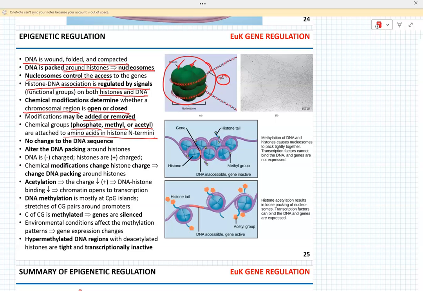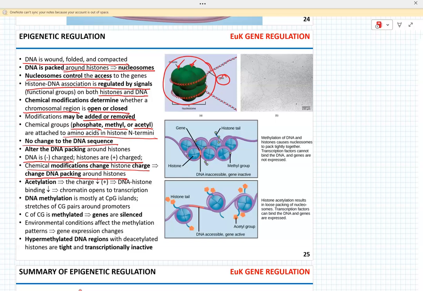When a histone is modified, it alters the charge of the protein. I also want to highlight that the DNA sequence itself isn't altered during epigenetic regulation. So the reason why DNA interacts with histones so effectively is that DNA is negatively charged and histones are positively charged. Chemical modifications, such as phosphorylation or acetylation, can change the charge of the histones, which inevitably results in a change to how DNA is packaged around them.